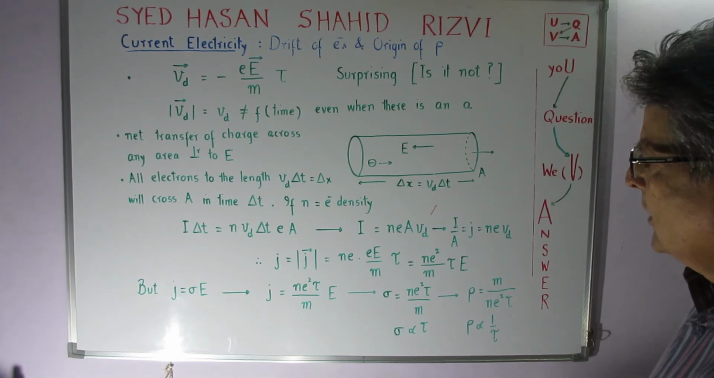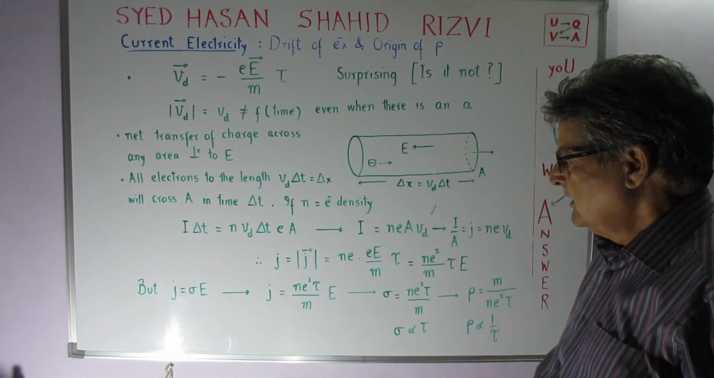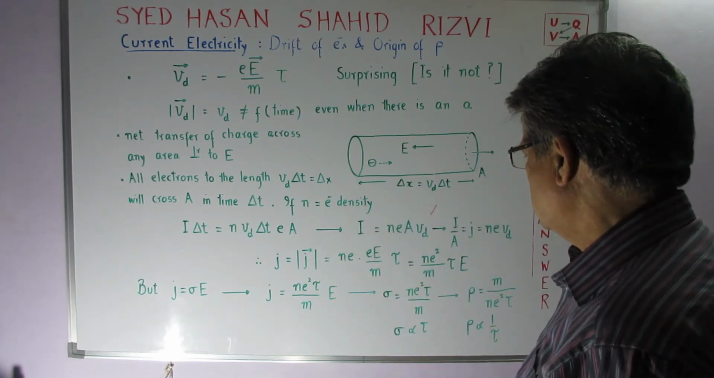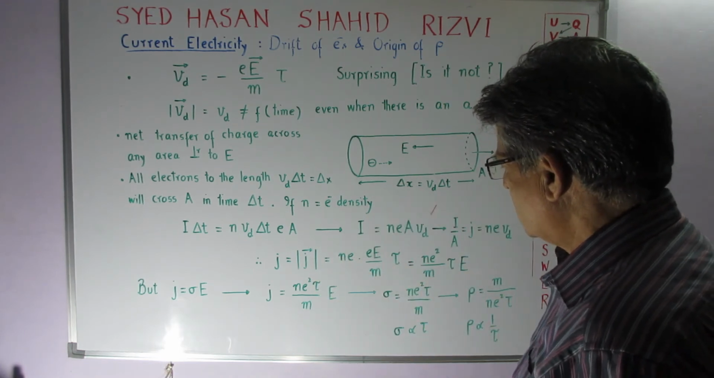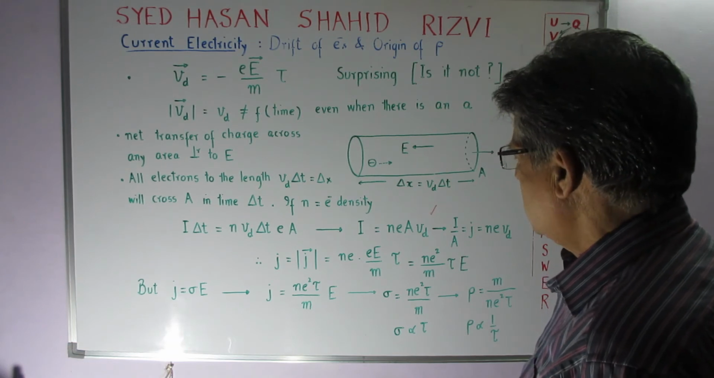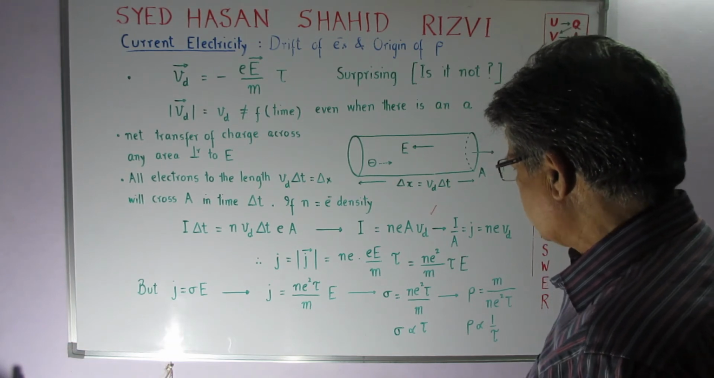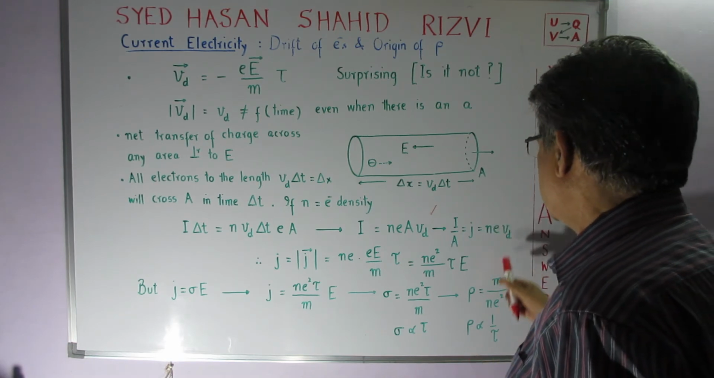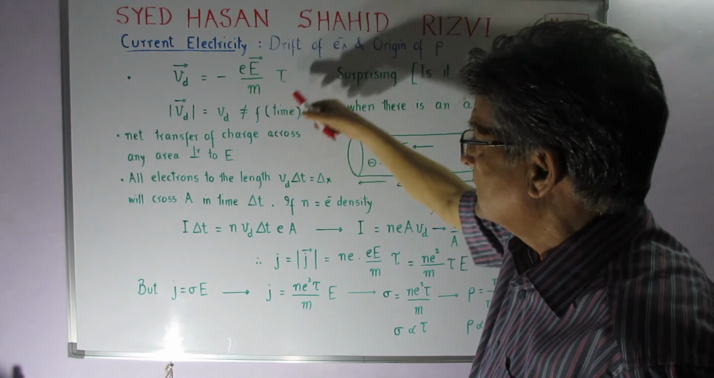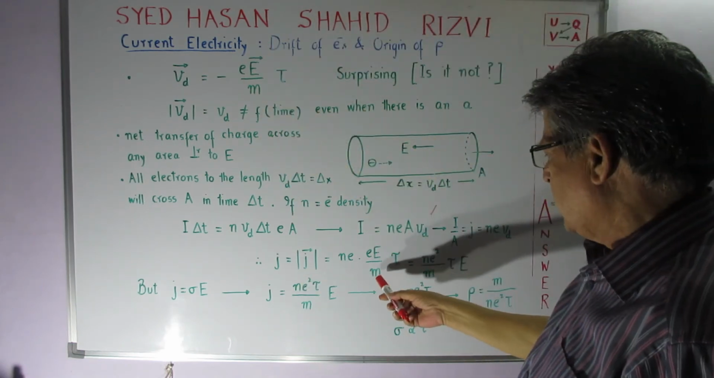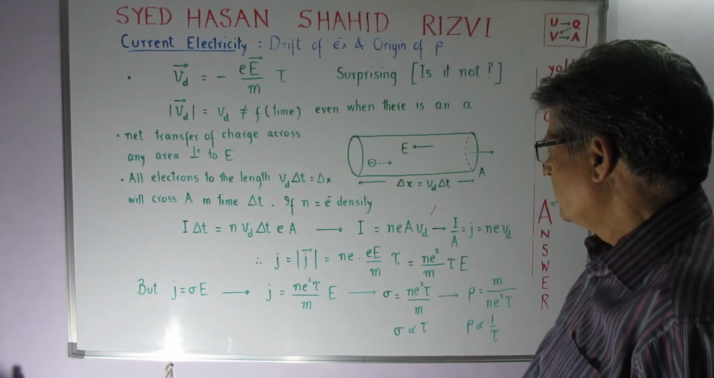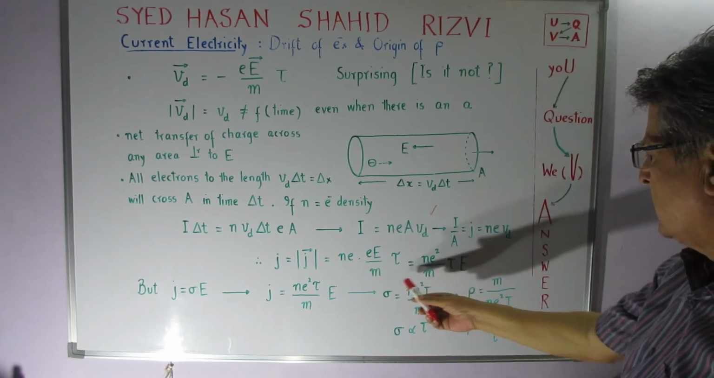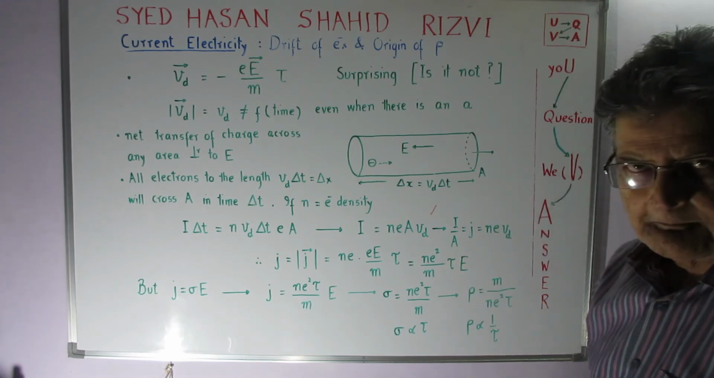So the magnitude of the current density J will be equal to NE into Vd. Vd I'll take from here, E E upon m into tau. So set together, NE square upon m into tau into E.